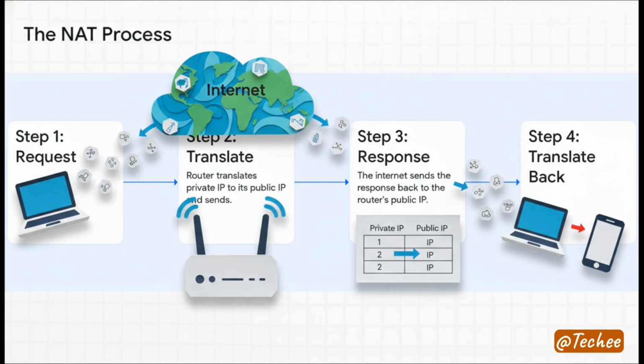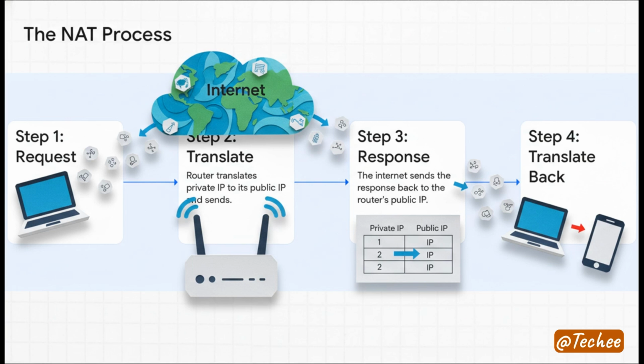Okay, let's just walk through exactly what happens. First, let's say your laptop wants to go to a website. It sends a request using its private IP. Next, your router grabs that request. It swaps out your laptop's private IP with its own public IP, and it makes a quick note of this swap in a special log called a NAT table. Then it sends the request out to the internet.